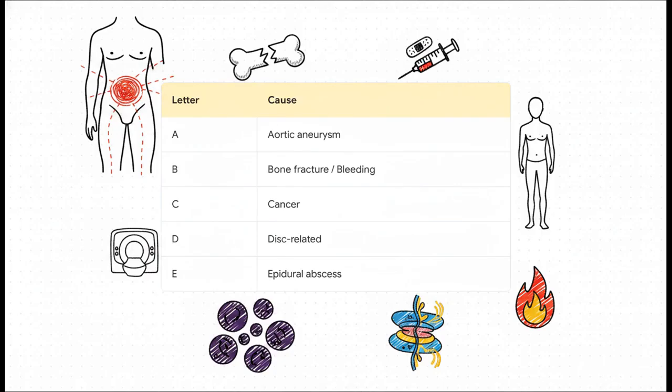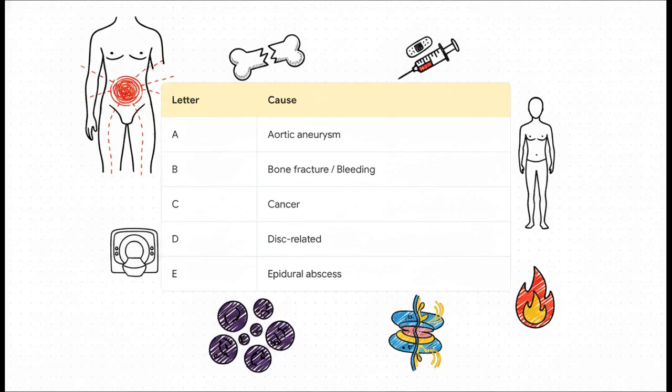A is for aortic aneurysm. You're looking for flank ecchymosis or lower extremity ischemia. B is for bone fracture or bleeding, which you'd suspect if there's trauma, osteoporosis, or a recent spinal procedure. C is for cancer. Keep an eye out for a history of malignancy or unexplained weight loss.